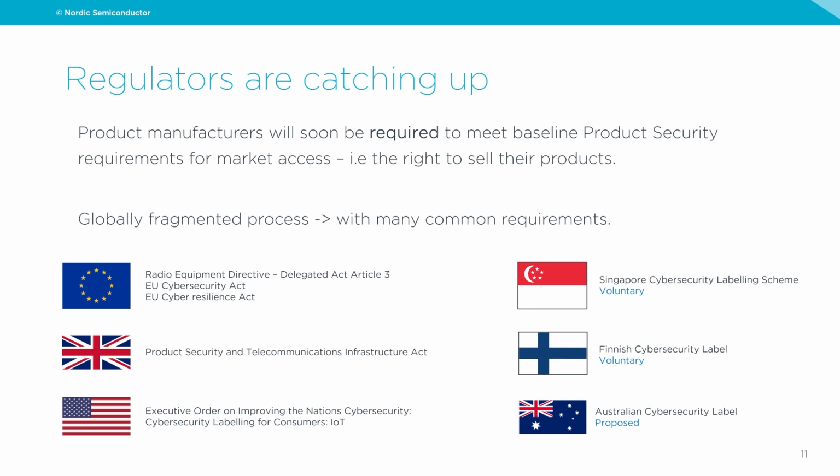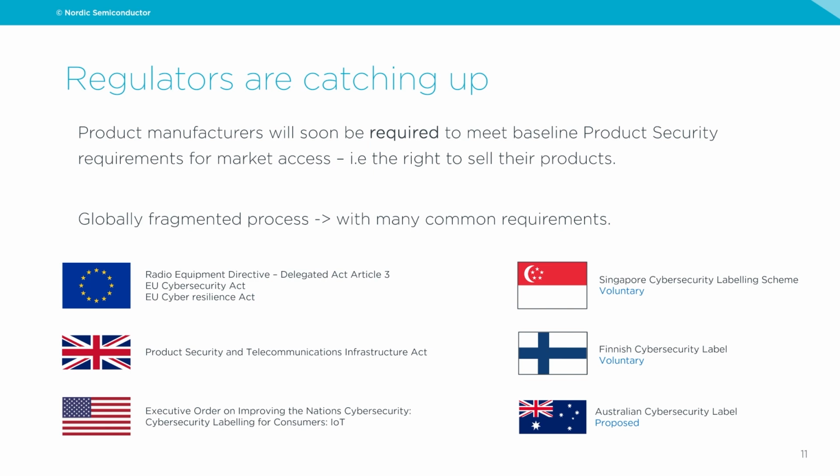In Europe, we have the EU with the Radio Equipment Directive, Delegated Act Article 3, which is one of the most important ones. We have the EU Cybersecurity Act, the EU Cyber Resilience Act, and in the UK the Product Security and Telecommunications Infrastructure Act. In the US, for example, there is cybersecurity labeling for consumer IoT. In other parts of the world, for example in Asia, Singapore has the Singapore Cybersecurity Labelling Scheme, which is voluntary. And Finland was one of the first to have a cybersecurity label, which is also voluntary.